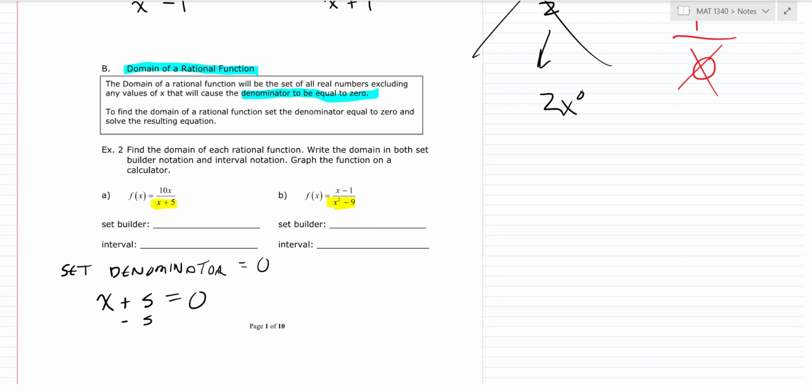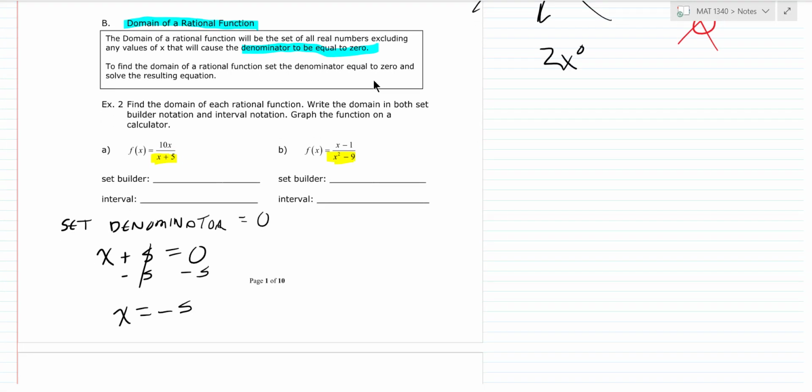If you want to write the steps, you would subtract 5 from both sides, so you'd have x equals negative 5. So what that means is the domain is going to be everything except that. Just in words, it will be every number except negative 5, because negative 5 causes the denominator to be 0.